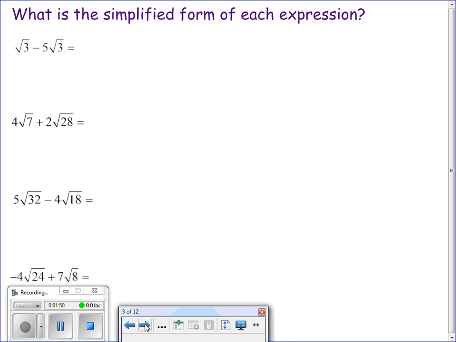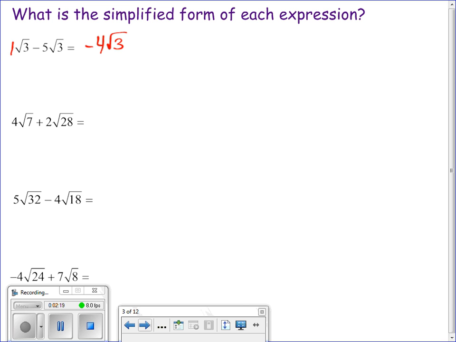So if I have radical 3 minus 5 radical 3. Good. That'd be negative 4 radical 3. Because again, there's a 1 here. Yeah, since they're both radical 3s, it makes them like terms. And then 1 minus 5 is negative 4 radical 3. Right?